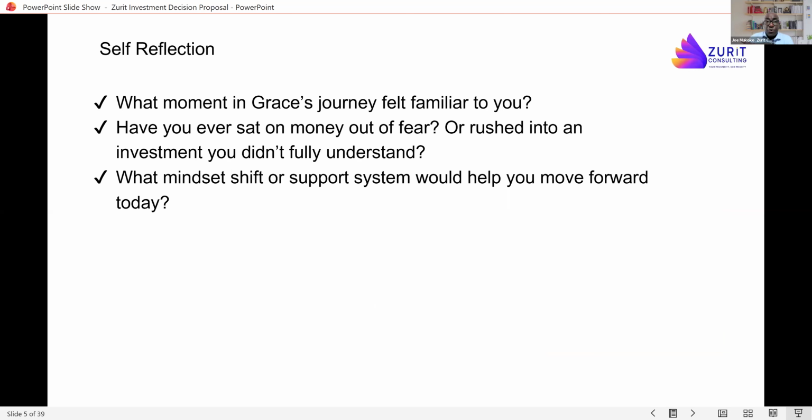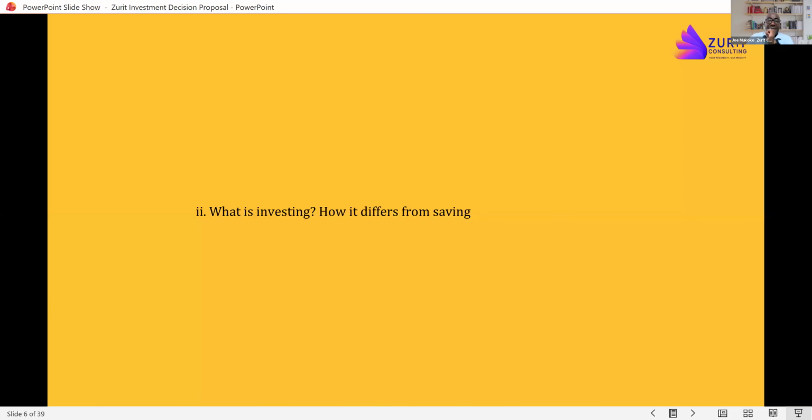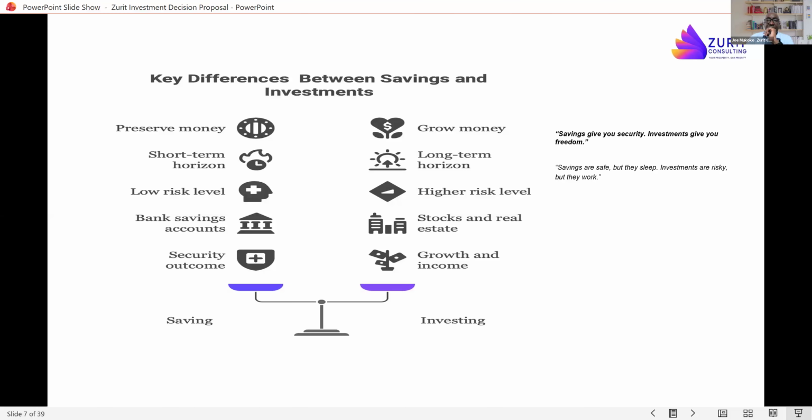Thank you for your answers on the self-reflection exercise. And so where we come to is asking ourselves, what is investment and how does it differ between savings and investment? Allow me to just take you very shortly between how savings and investments differ. Savings will give you security because your money will always be there. But your money can be there and not grow. Investments give you the freedom to move forward and to add to the savings that you are having. Savings are always safe. You go, you come back, you'll find them. Investments are risky, but they work.